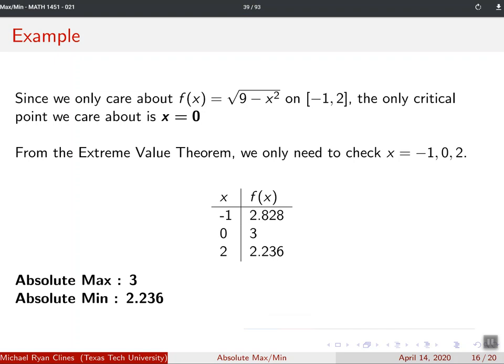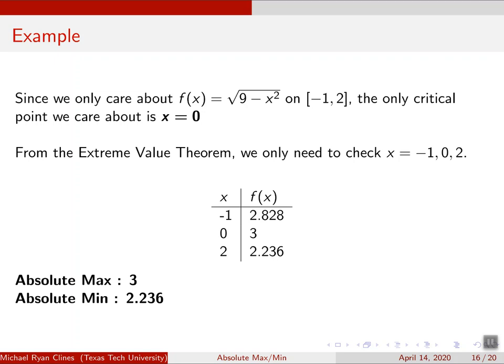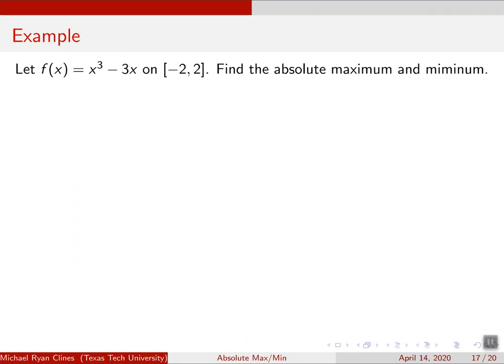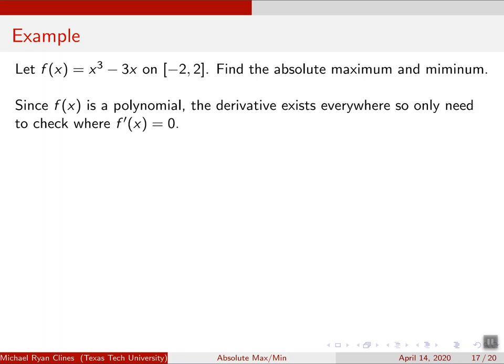All right, that's enough of that example. So let's look at a new one. Let f of x equal x cubed minus 3x on the closed interval -2 to 2. We're tasked with finding the absolute maximum and the absolute minimum. Now, I would like to point out that this function is a polynomial. So its derivative exists everywhere. There is nowhere it vanishes. There's not going to be a division by 0, limits not lining up. Don't need to worry about that.